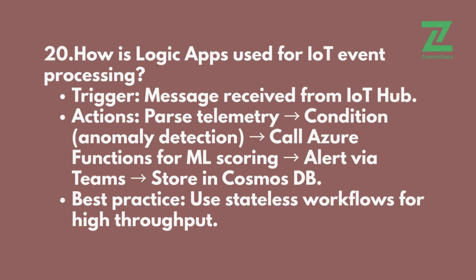How is Logic Apps used for IoT event processing? Trigger: message received from IoT Hub. Actions: pass telemetry. Condition: anomaly detection. Call Azure Functions for ML scoring. Alert via Teams. Store in Cosmos DB. Best practice: use stateless workflows for high throughput.